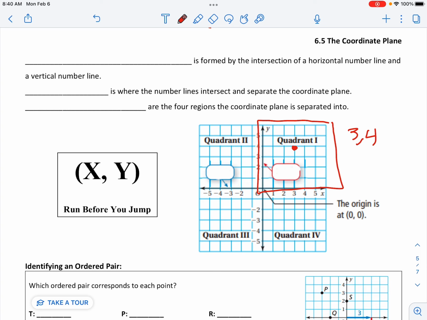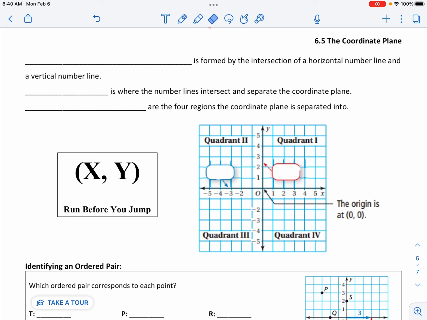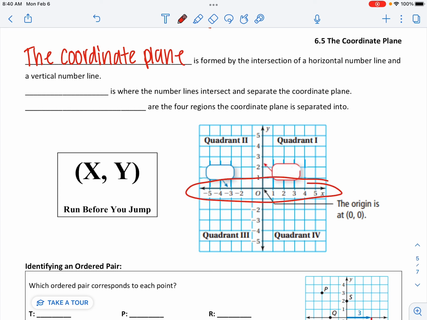Now we're looking at the entire coordinate plane, which is all 4 of these quadrants, which also means we're going to be using some negative numbers. So the coordinate plane is formed by the intersection of a horizontal number line and a vertical number line. So go ahead and write in the coordinate plane. It has its horizontal number line and its vertical number line, and they intersect.